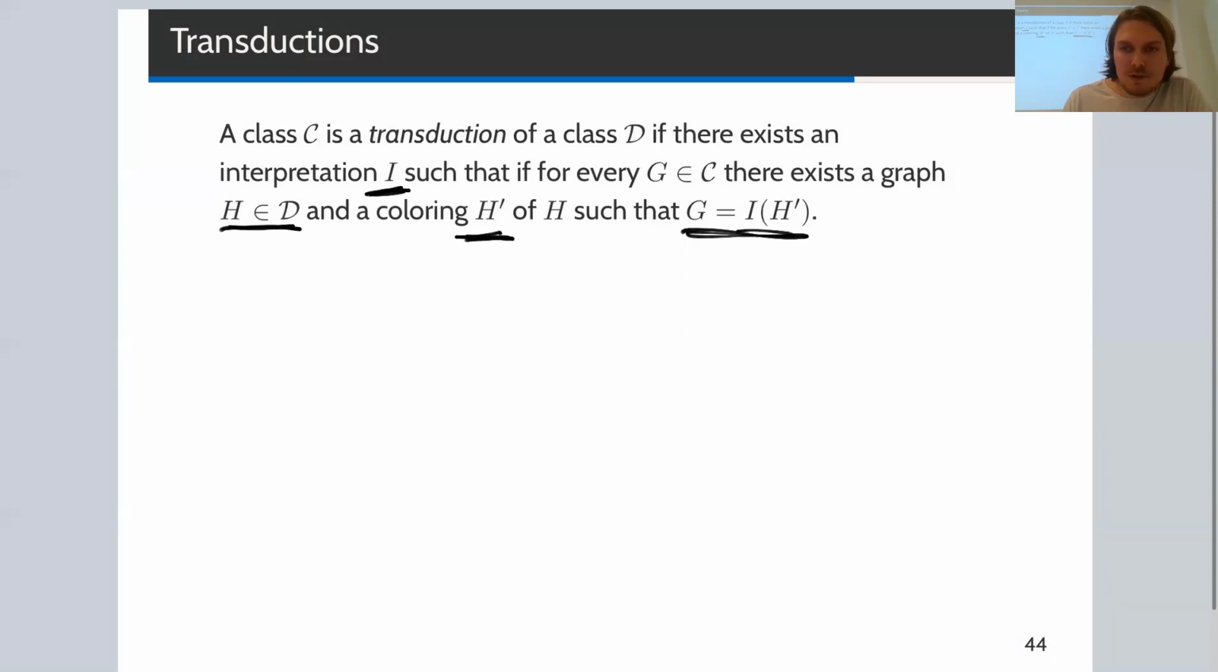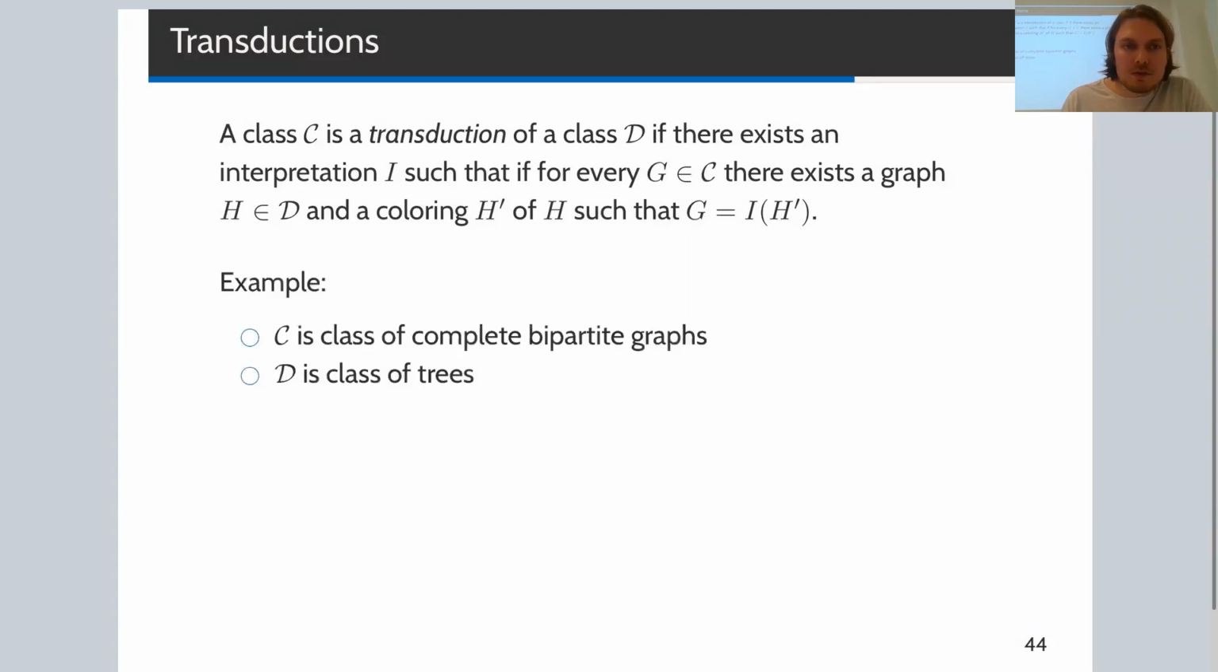So in order to digest this definition a little bit more carefully, let's take an example of a transduction. I want to show that if you set C to be the class of bipartite graphs and D to be the class of trees, then C is a transduction of D. So in other words, the class of complete bipartite graphs is a transduction of the class of trees. How do we show this? We just follow along the definition. The definition says there exists an interpretation I, and in our case, interpretation I will be the one that selects the black vertices and as edges chooses the vertices with distance 3.